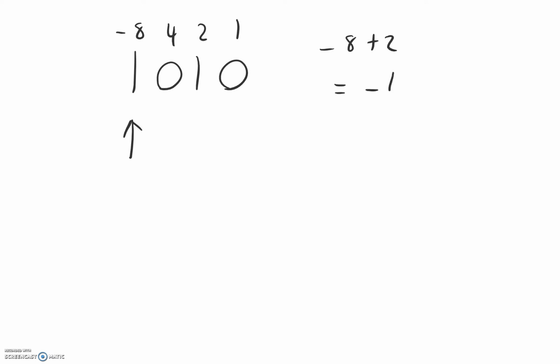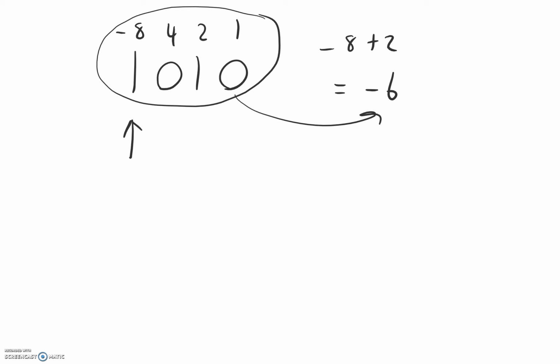Okay, so let's have a look at an example. If we've got a binary number 1, 0, 1, 0, and we're told that that is a 2's complement number, we know it is negative because the most significant bit is a 1. 1, 2, 4, minus 8. So therefore we've got minus 8 plus 2 equals minus 6. So this number here is negative 6.